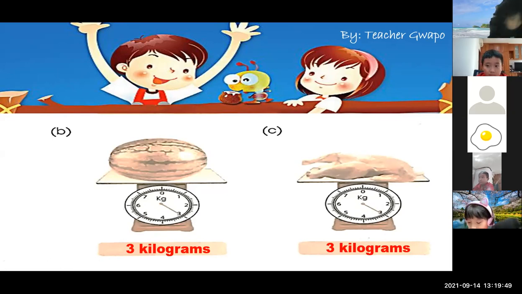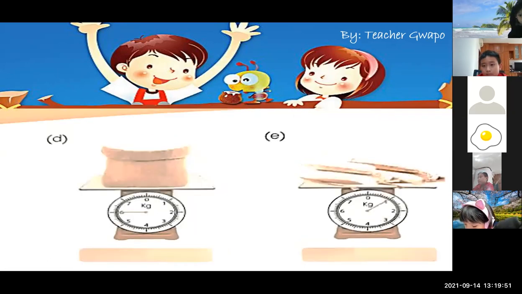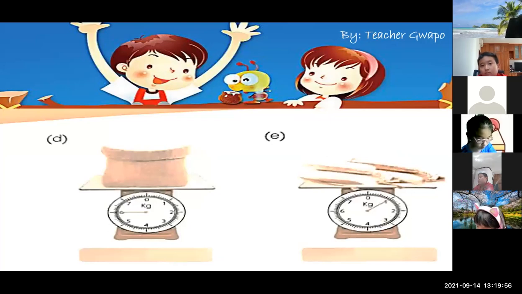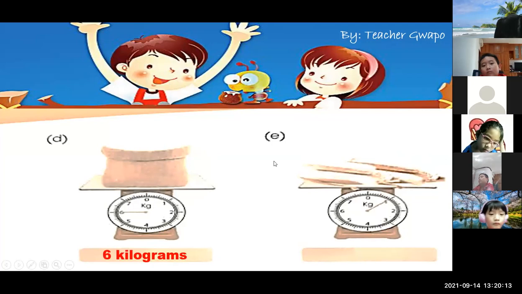Okay. Now let's proceed to page 54. Bag of rice. How many kilograms? Tommy, how many kilograms? Okay, 6 kilograms. Thank you, Tommy. Very good. How about letter E?